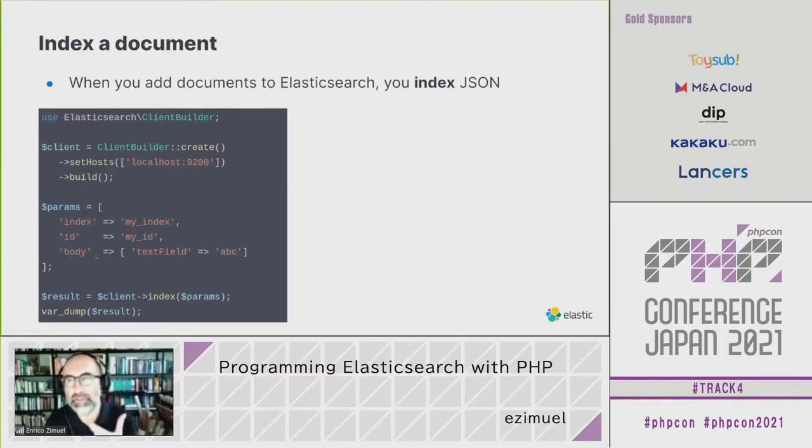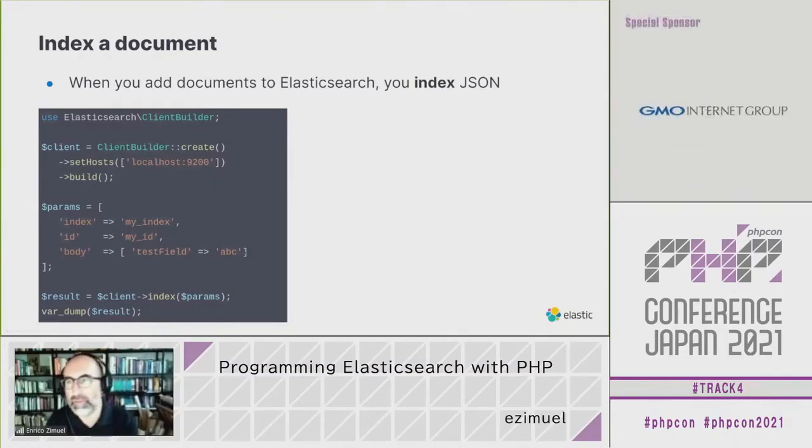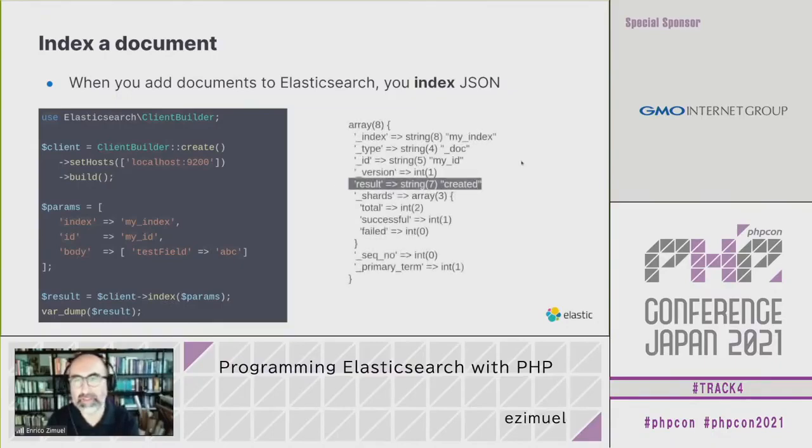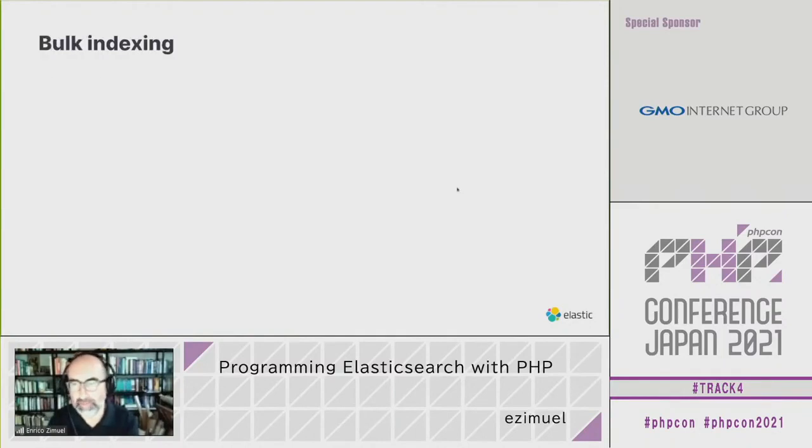The body is basically the document in JSON that you want to put in Elasticsearch. You can specify whatever you want here. We just execute the index function, passing this $params, and this is the result. The result, as usual, is an associative array that has the result key. This is very important, because you can read the status, whether the operation was successful or not. If you read created, it means everything was fine.